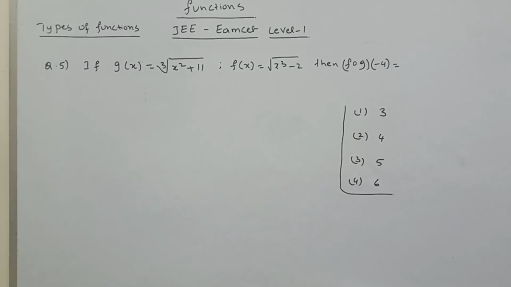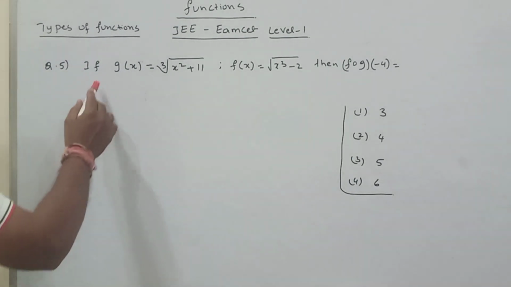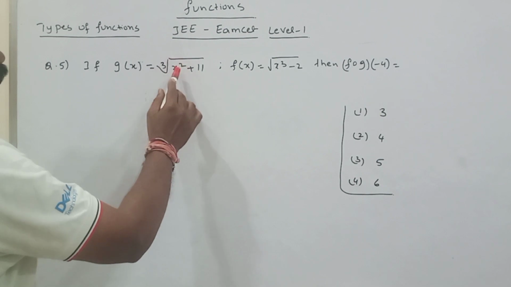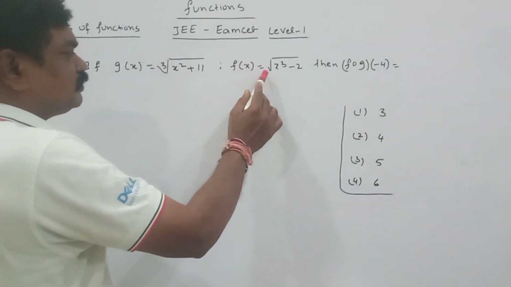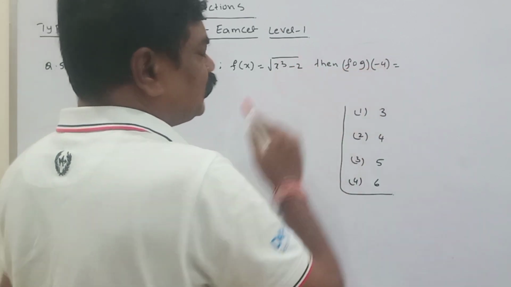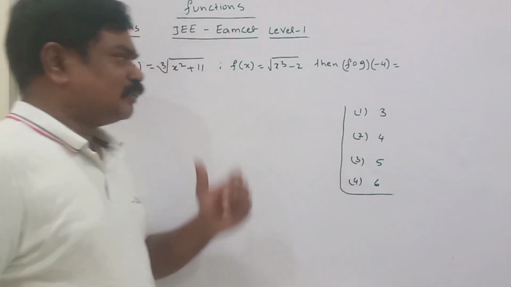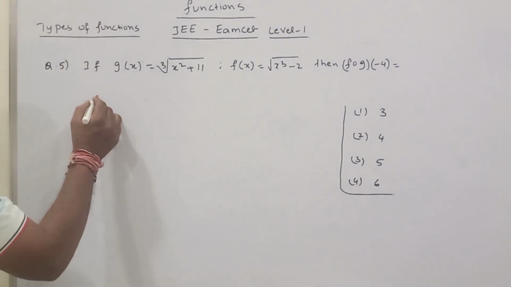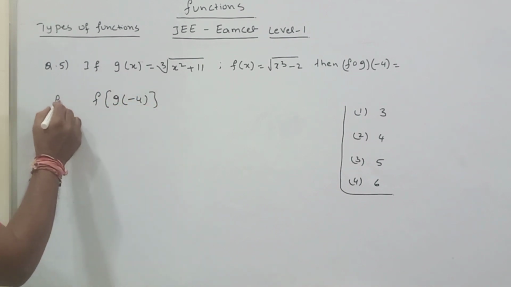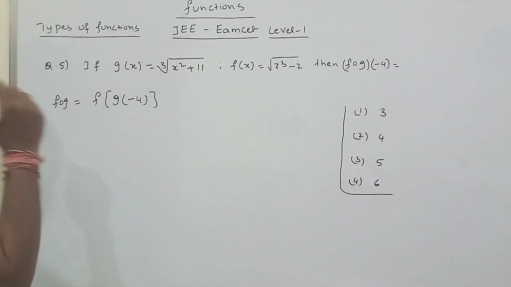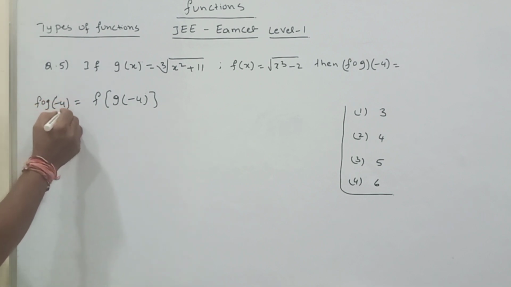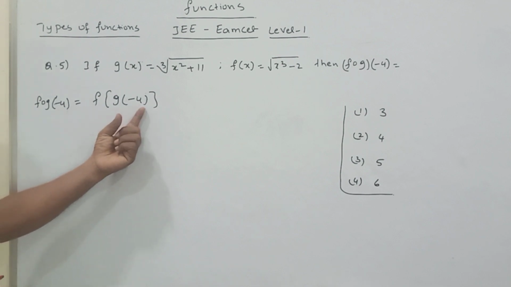Here we have one more problem on functions. If g of x is equal to cube root of x square plus 11, and f of x is equal to root over x cube minus 2, then f circle g of minus 4 is equal to. This is the problem. Then we have to find f of g of minus 4.